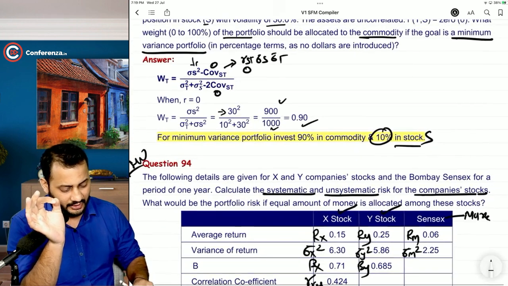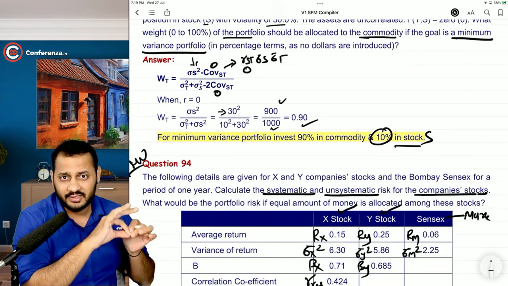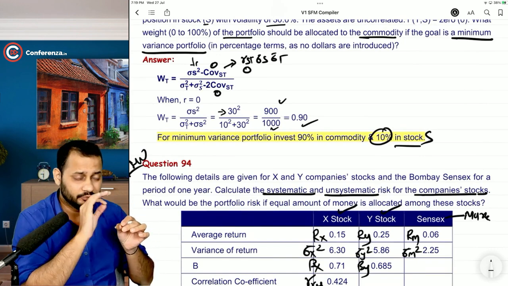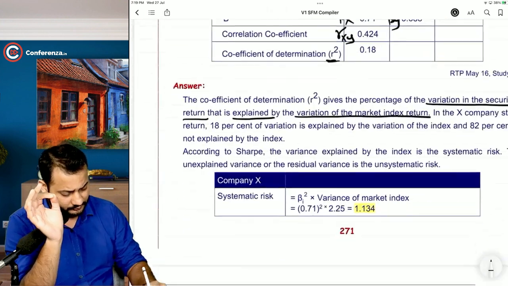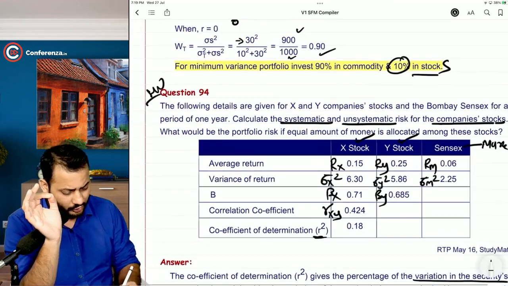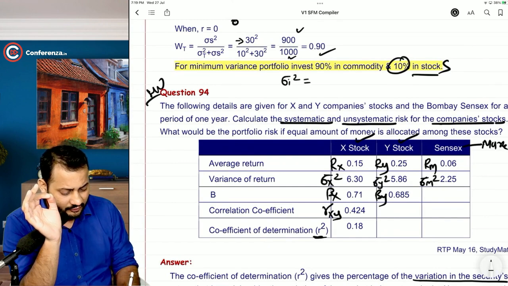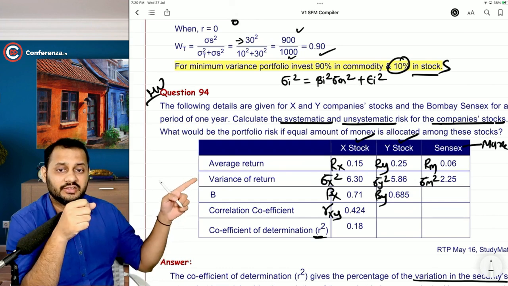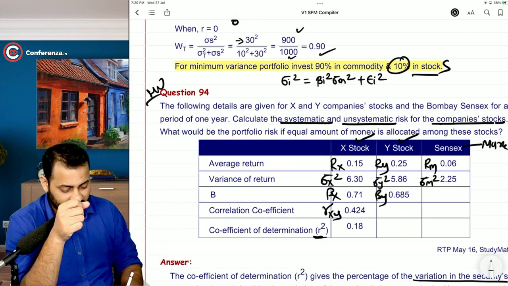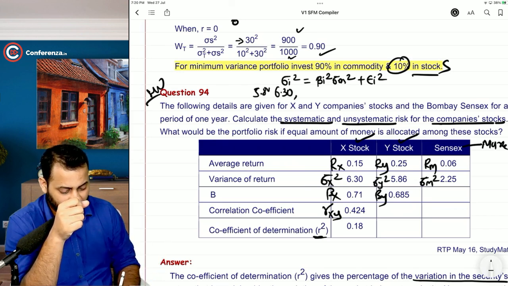Now, when they ask you about the systematic and unsystematic risk, it is very clear that you are going to use the single index model. According to the single index model, I will write it down. The formula is standard deviation of I square is equal to beta I square standard deviation of M square plus error term square. Now, one of these three things is already given to you, which is the variance, the total risk. This is 6.3 for X and 5.86 for Y.